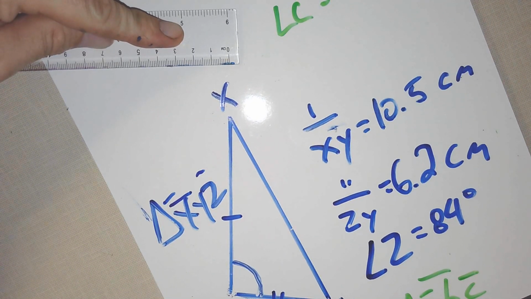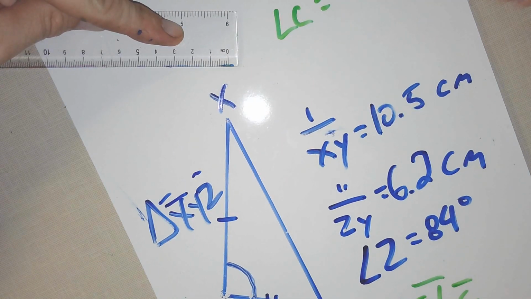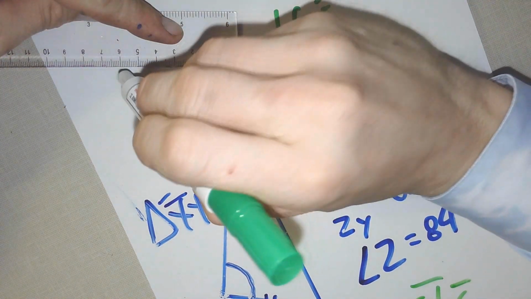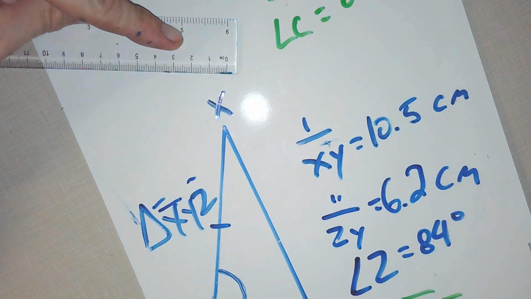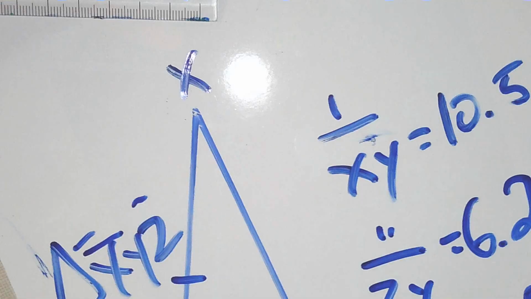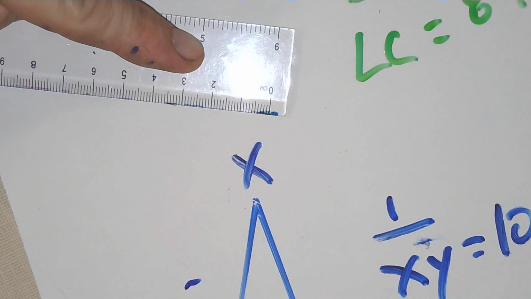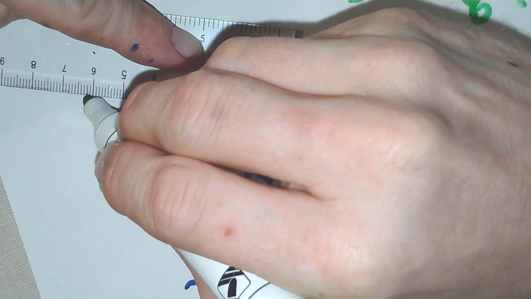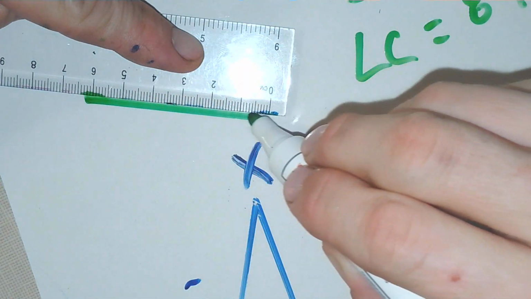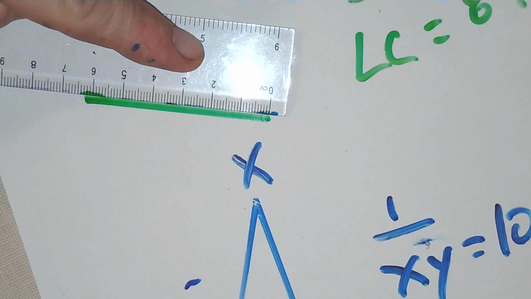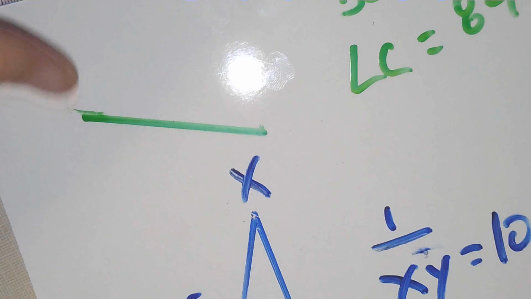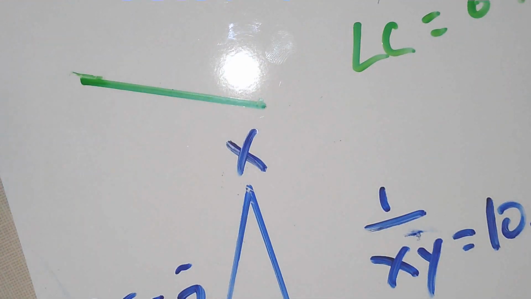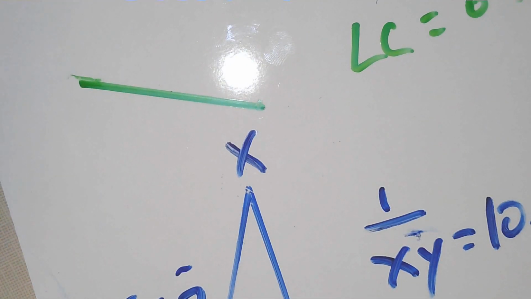BC is going to be my ZY. I'm going to make it 6.2 centimeters. Can I zoom in and make it look like it's 6.2 centimeters? Okay. Makes it a little smeary. That's all right. And my next one is going to be 10.5 centimeters.